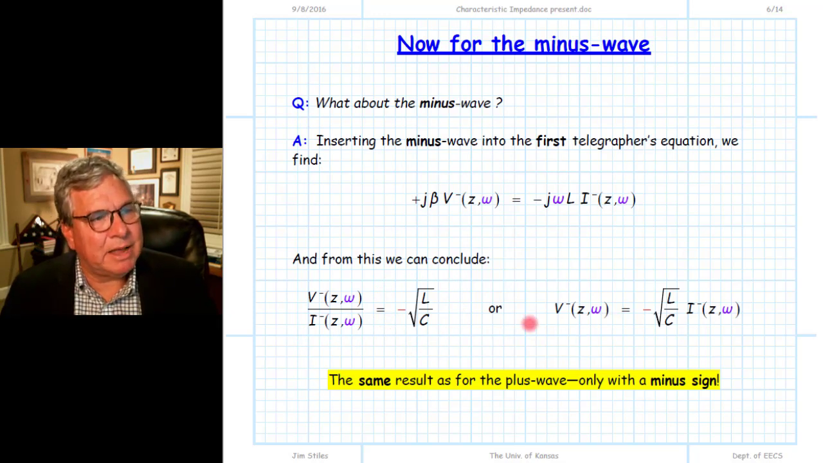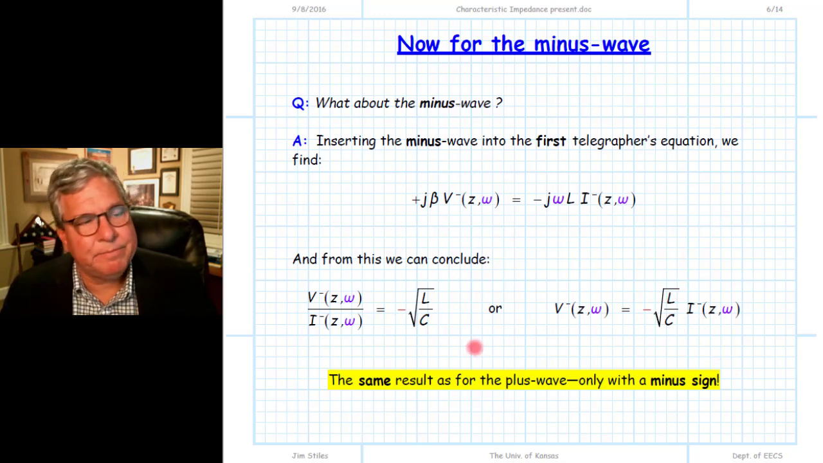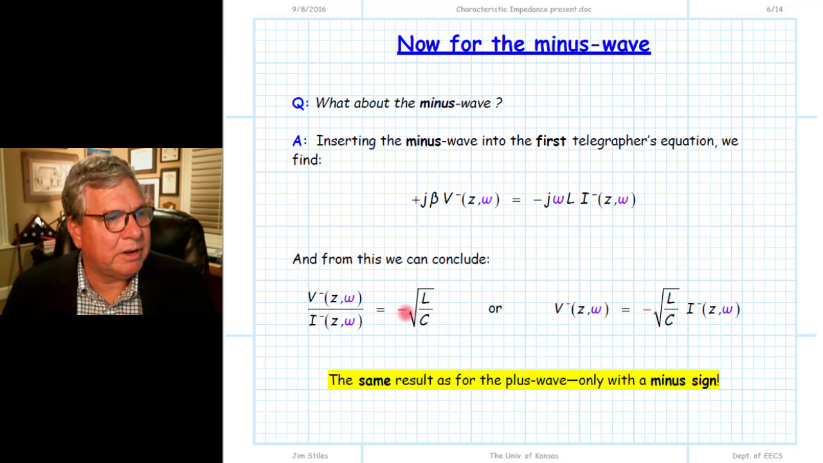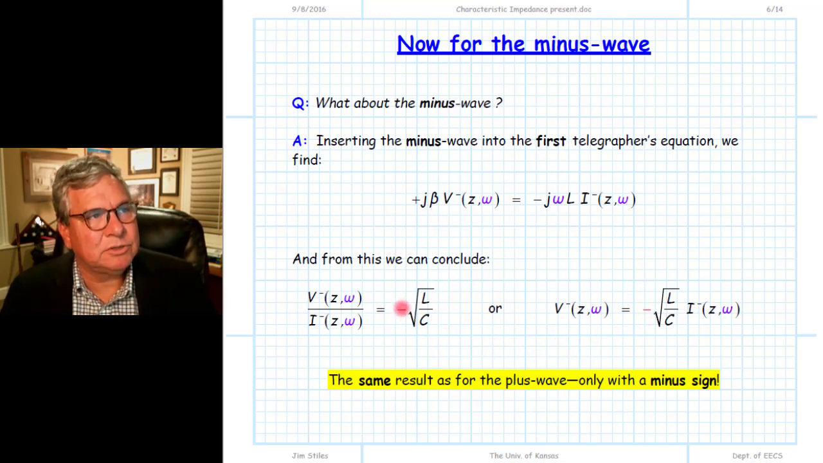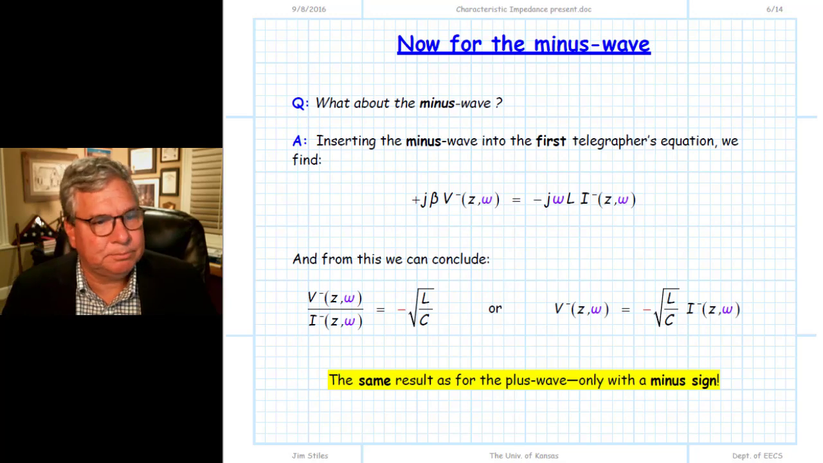So we could write that the minus wave voltage is equal to the minus wave current times minus the square root of L over C. So these are the same results as we got for the plus wave. The only difference is this sort of annoying minus sign. And one of the questions is, why do we have the minus sign there?